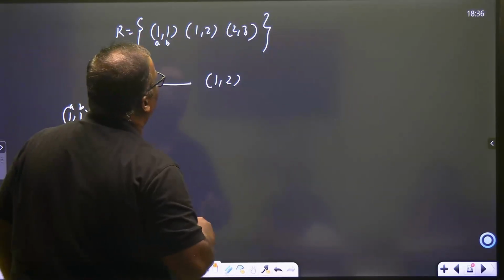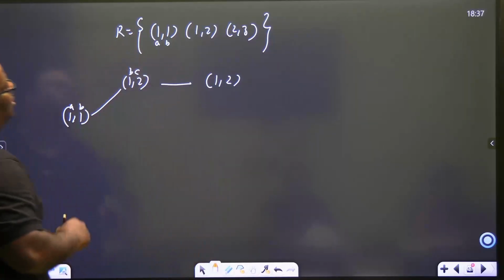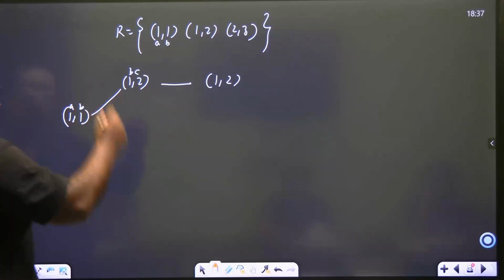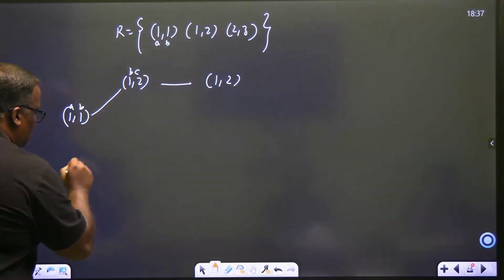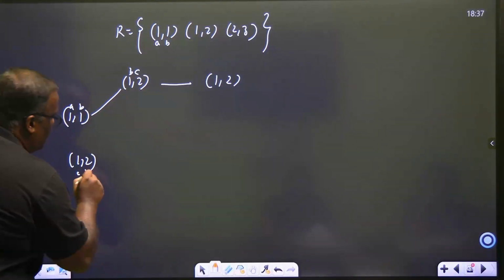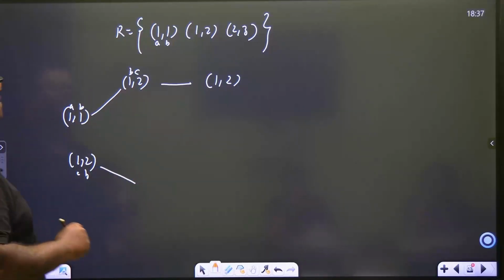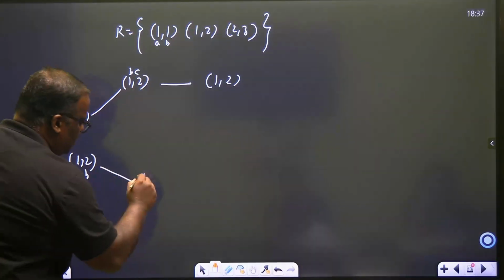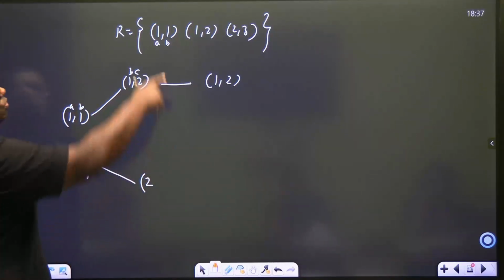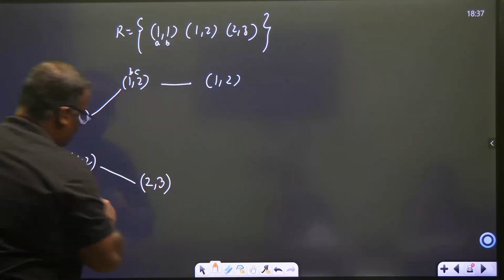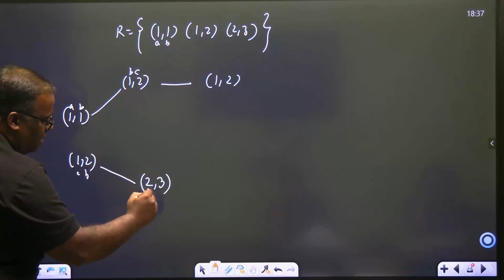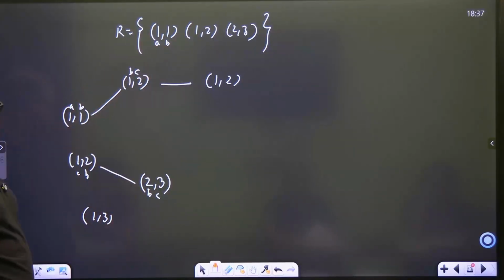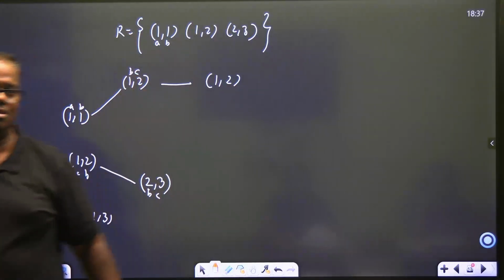1 1, 2 3. No, it should be AB, 1 2 and 2 3. Okay, say if I start with 1 2, this is AB. Then it should be BC. B again has to be 2. With 2, do you have something? I have 2 3. AB, BC. I should have a 1 3 with me. Do I have a 1 3 with me? No, this is not transitive.